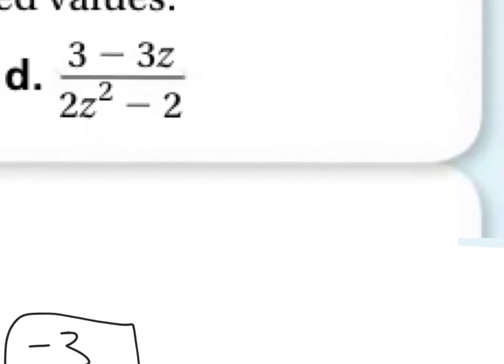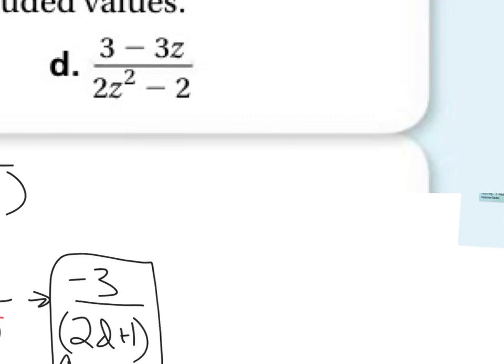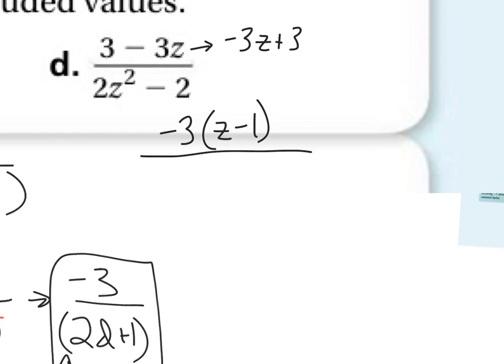And finally here, if we look at part D, the numerator, there is a 3 in common. And like we've seen so many times here already, if you want to rearrange that, you can. Instead of factoring out a 3, maybe we'll factor out a negative 3. In the denominator, we can factor out a 2.